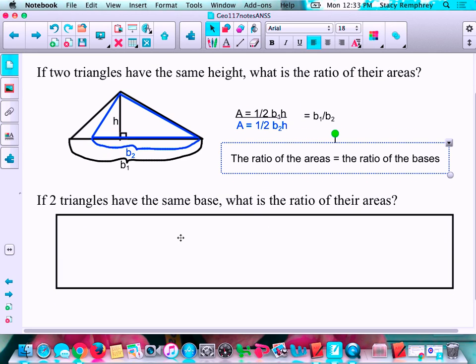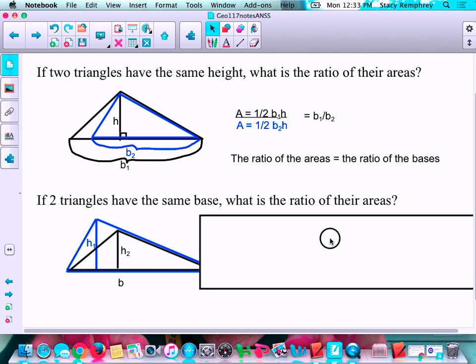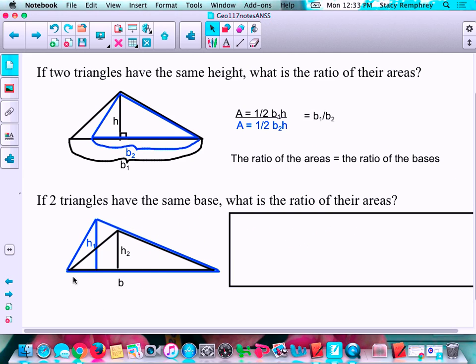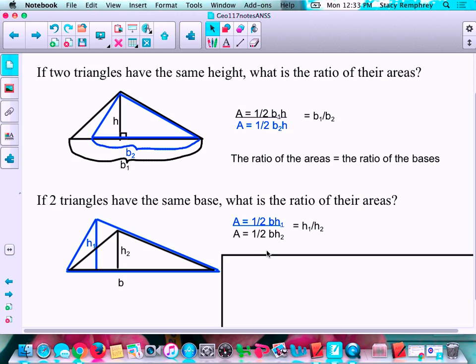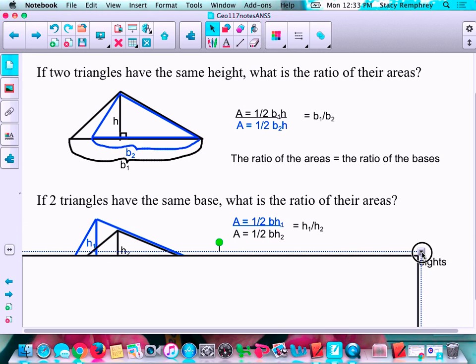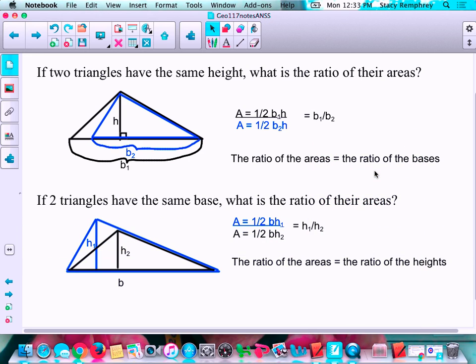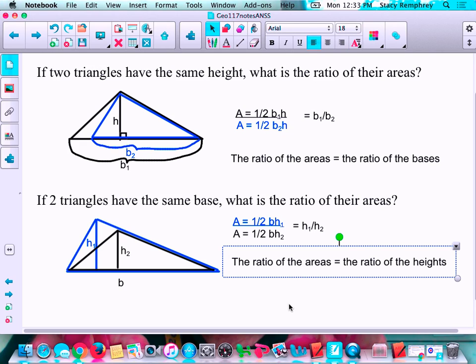Now, if we have two triangles with the same base, what is the ratio of their areas? So again, I drew a triangle for you here. You can see they both share the same base here, but the blue triangle and black triangle have different heights. So once again, when I set up their area formulas, they have the same base, their heights were different. So the 1/2 divide to be 1, the bases divide to be 1, and I'm left with the ratio of the heights. So when two triangles share the same base, and again, I did not say they were similar, the ratio of the areas is equal to the ratio of the heights.